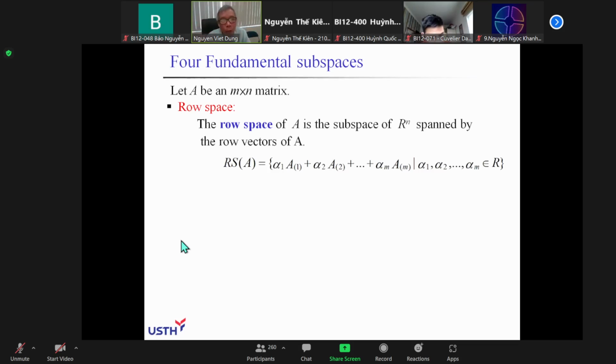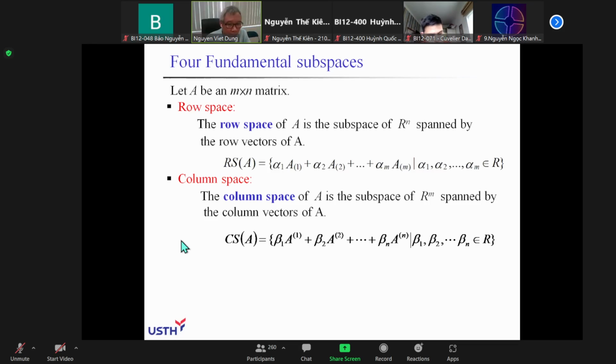And we can do a similar thing for columns. We define the column space of A. The column space of A, that is a subspace of R^m, spanned by the column vectors of A. It means the column space of A equals the set of all linear combinations of the column vectors of A here. And in this formula, beta 1, beta 2, up to beta n are real numbers.